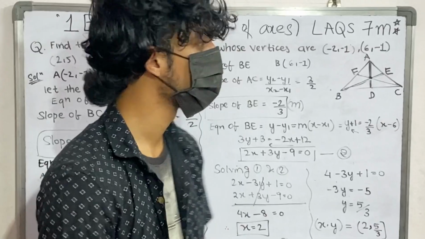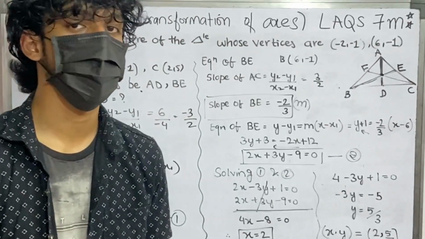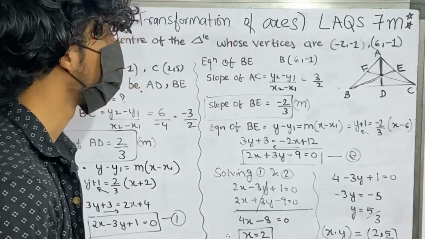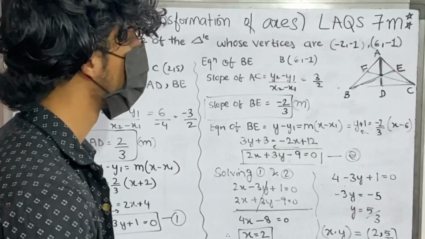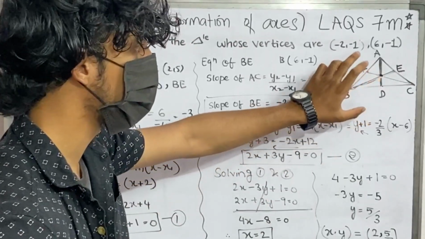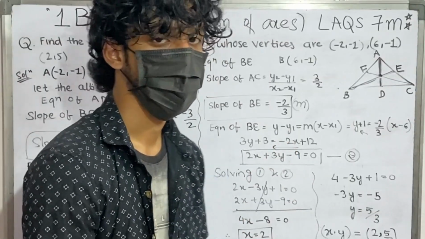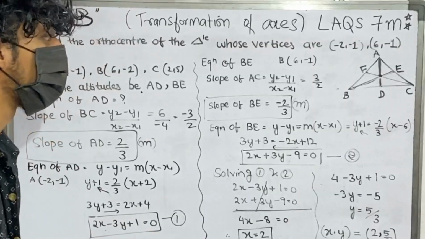Guys, welcome back. In this video, we are going to start with Orthocentre. The question has given us the vertices. Three vertices are given, so we need to find the Orthocentre. We find the Orthocentre by using the sides, that is AD and BE. So by using those, we find the Orthocentre.